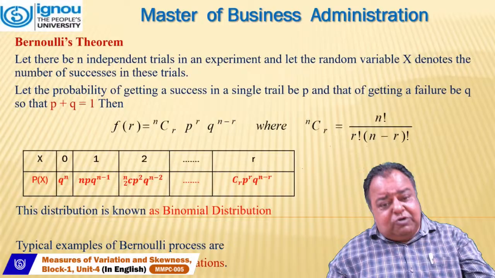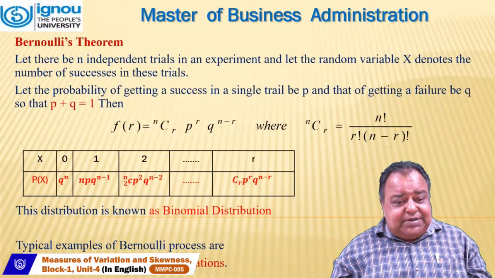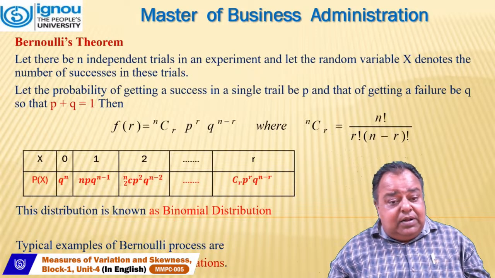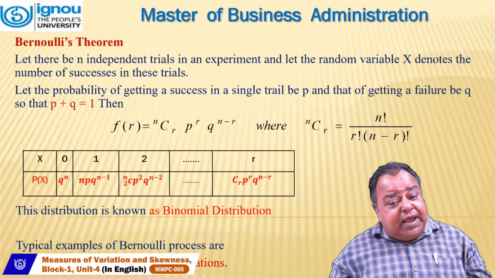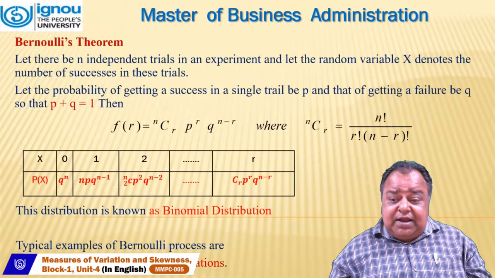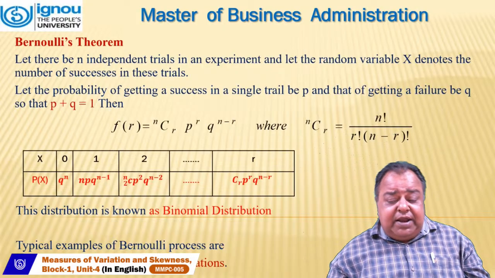For getting the output Px, we have a relation for evaluating it, which is equal to nCr P raised to the power r times Q raised to the power n minus r. Now the question is how to evaluate nCr. nCr is equal to n factorial upon r factorial into n minus r factorial.